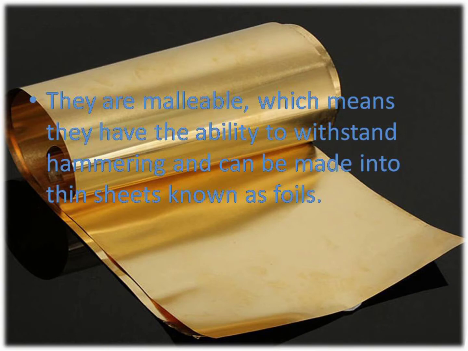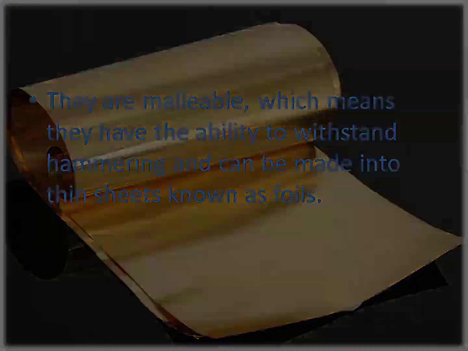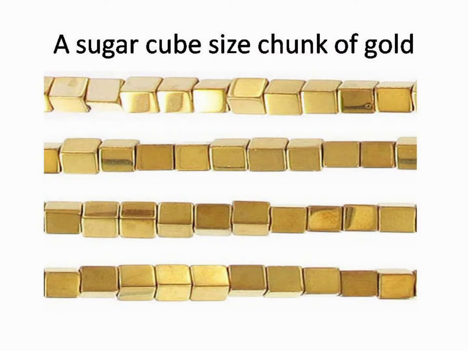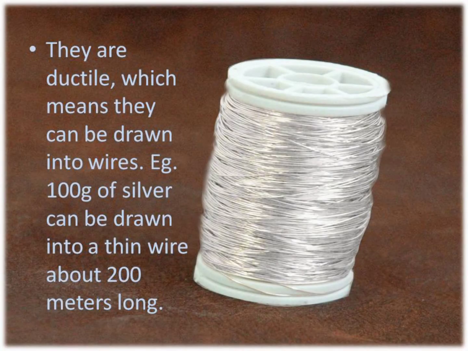They are malleable, which means they have the ability to withstand hammering and can be made into thin sheets known as foils. For example, a sugar cube-sized chunk of gold can be pounded into a thin sheet that will cover a football field. They are ductile, which means they can be drawn into wires. For example, 100 grams of silver can be drawn into a thin wire about 200 meters long.